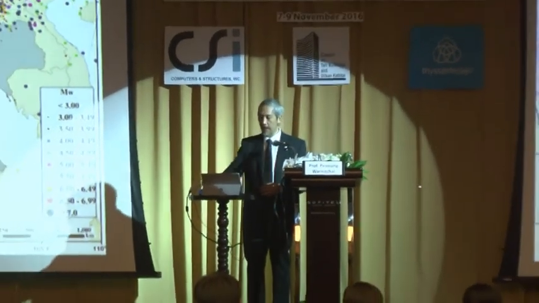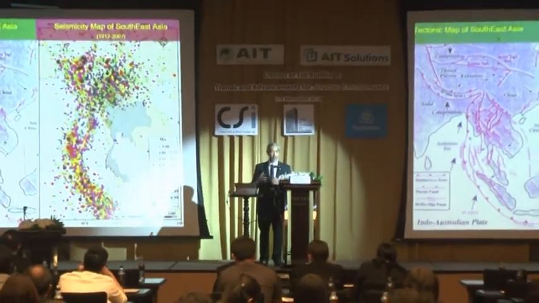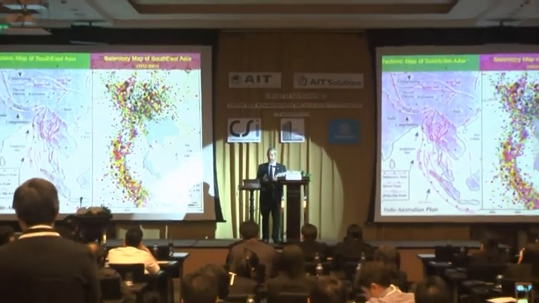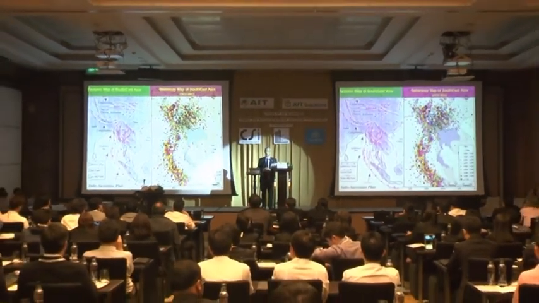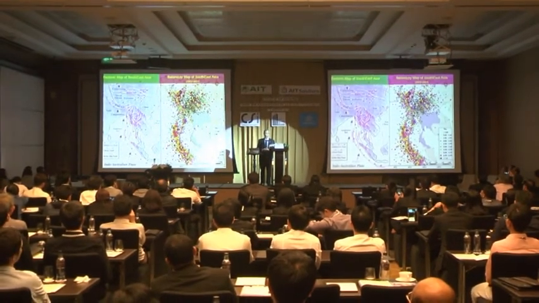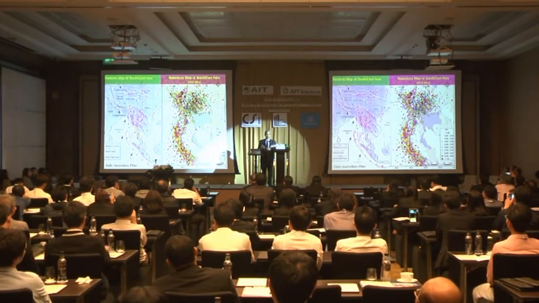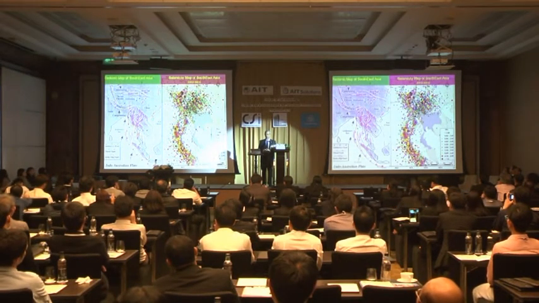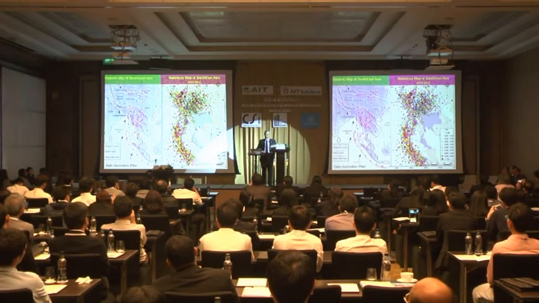The picture on the right shows the seismic activity in this region, Southeast Asia. So each circle shows the location of one earthquake. There are many different colors of the circle and different sizes of the circle that depend on the magnitude. So they are varying from small to large earthquakes.